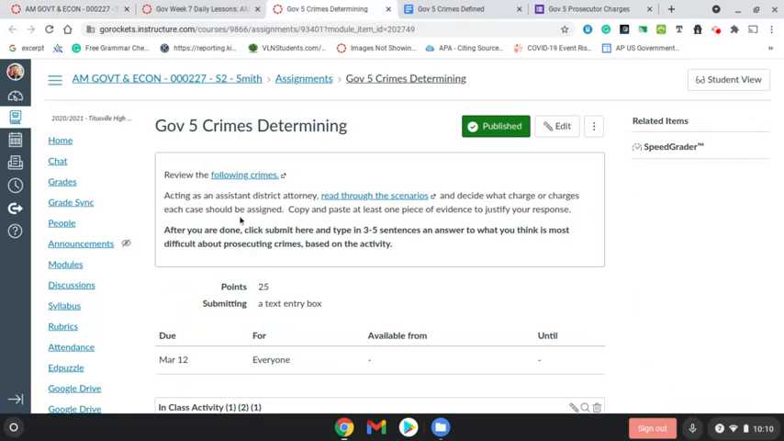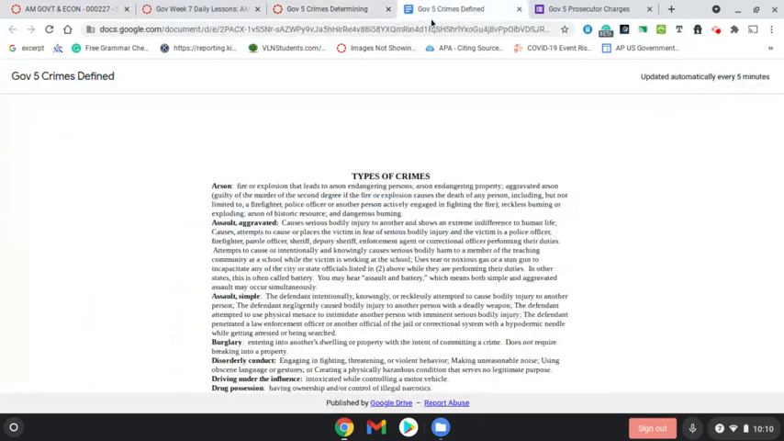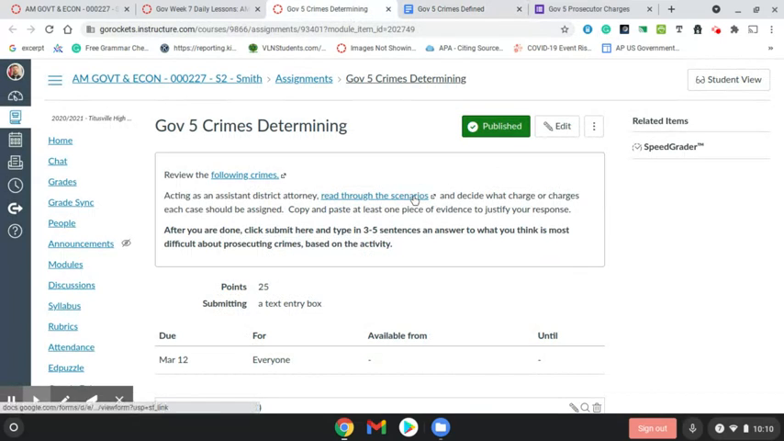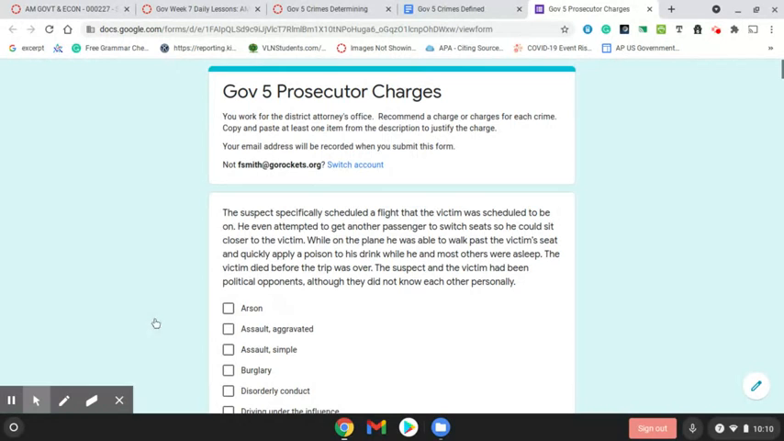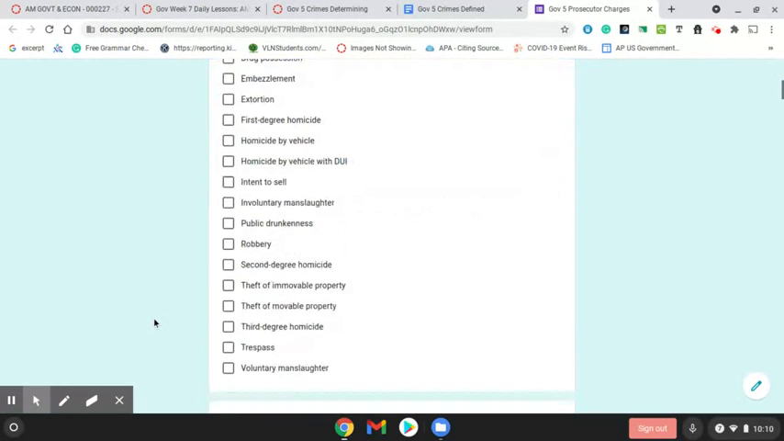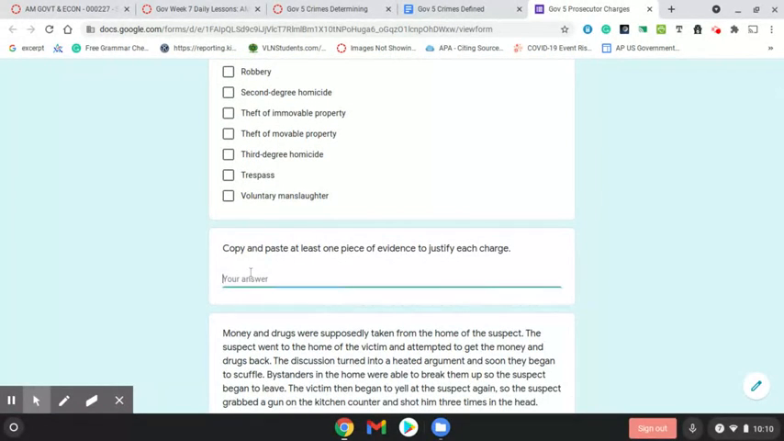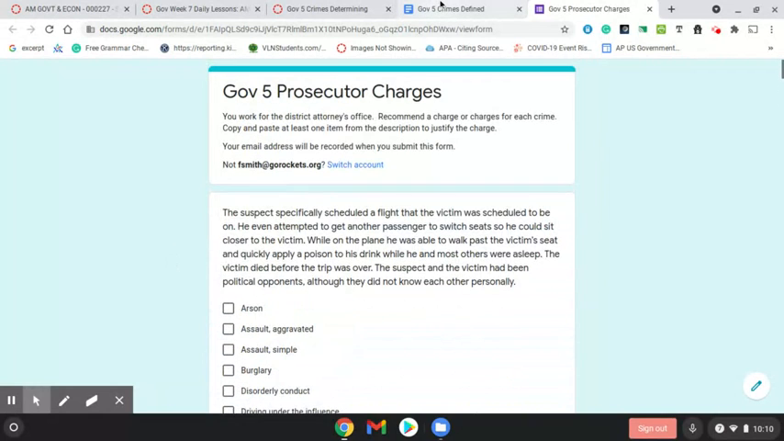You were able to go through the different definitions that are provided of types of crimes, and also the Google form where it asks you to go through and charge people with a crime and then copy and paste a piece of evidence from the scenario that justifies your reasoning. So if you weren't able to get done with that, you'll have time after the notes to work on that as well.